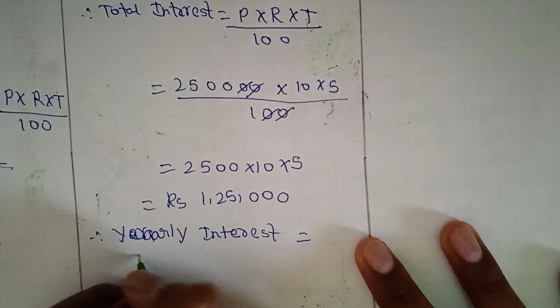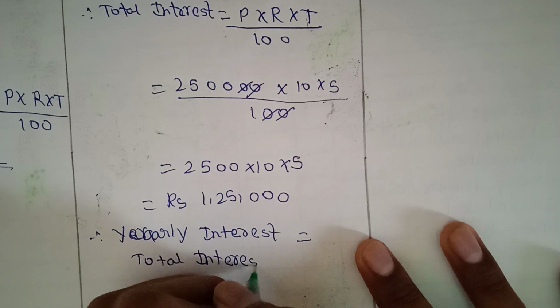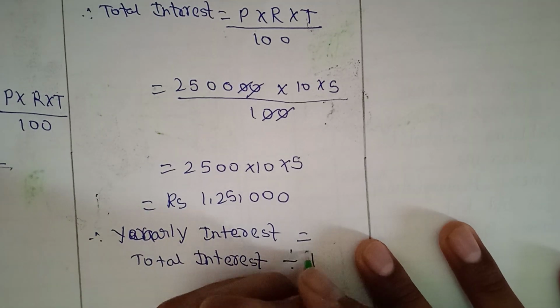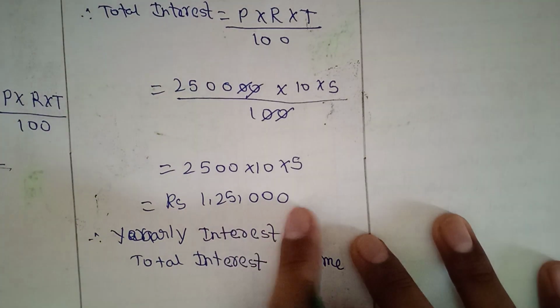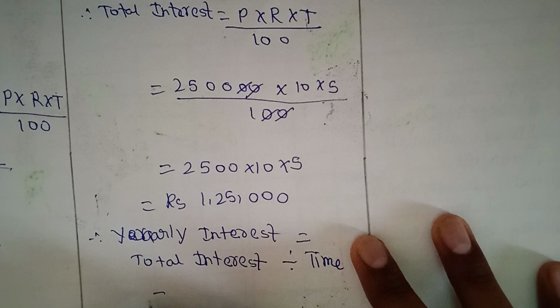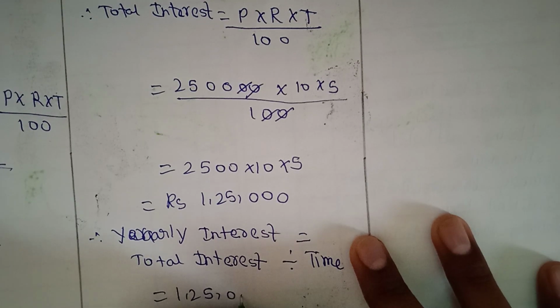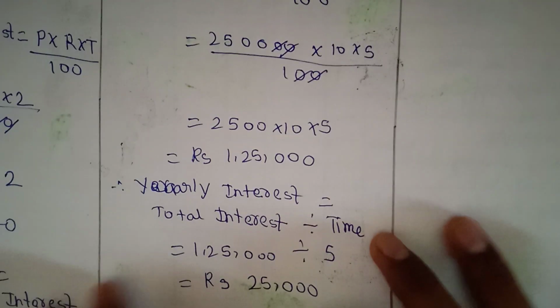Therefore, yearly interest is equal to total interest divided by time, because we have to find the yearly interest. This is the total interest, so to find the yearly interest we will divide it by the time. So 1,25,000 divided by 5 gives us rupees 25,000. I hope it's clear till here.